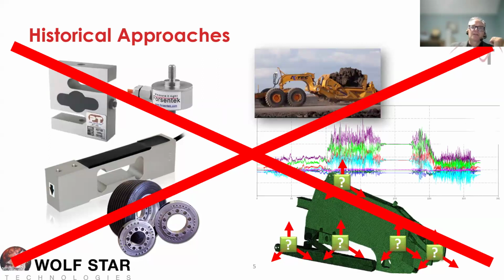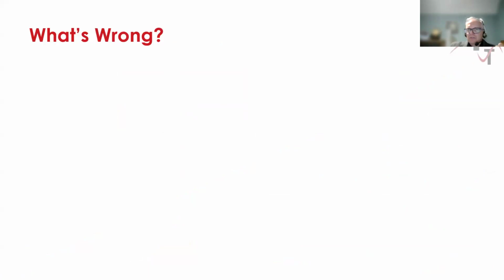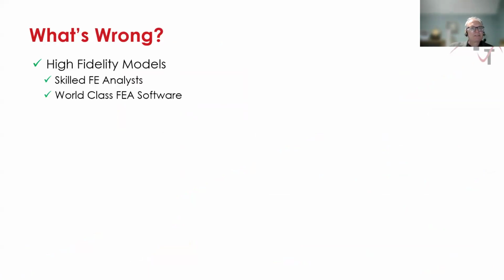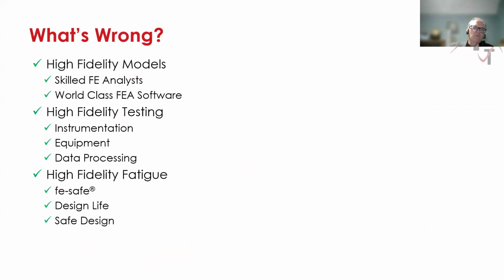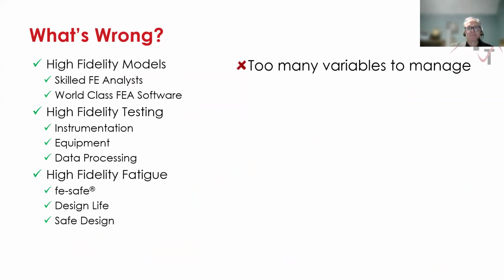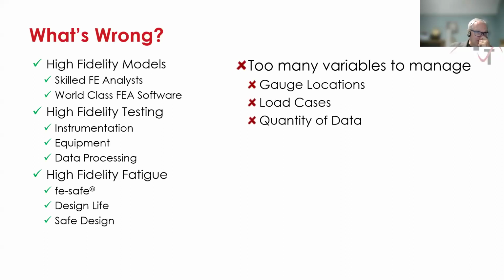So what's wrong with it? What's going on? We've got great FEA software, we've got great analysts, we're doing the right stuff by testing, and we're even using tools for doing fatigue analysis off the FEA model. Our company has made all of the right investments, but we're not getting the right answers. Well, the problem, quite frankly, is you've got too many variables: the gauge locations, the load cases, and the quantity of data.